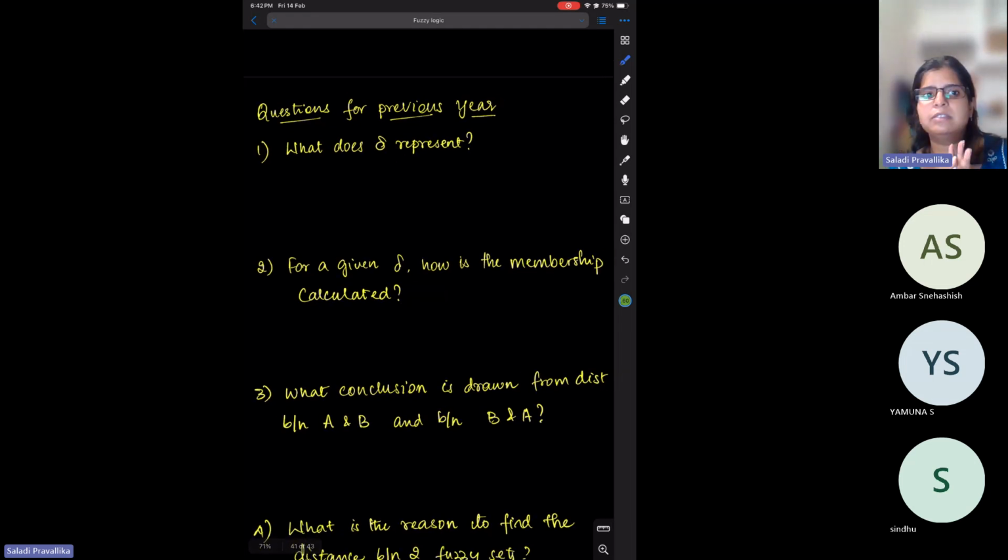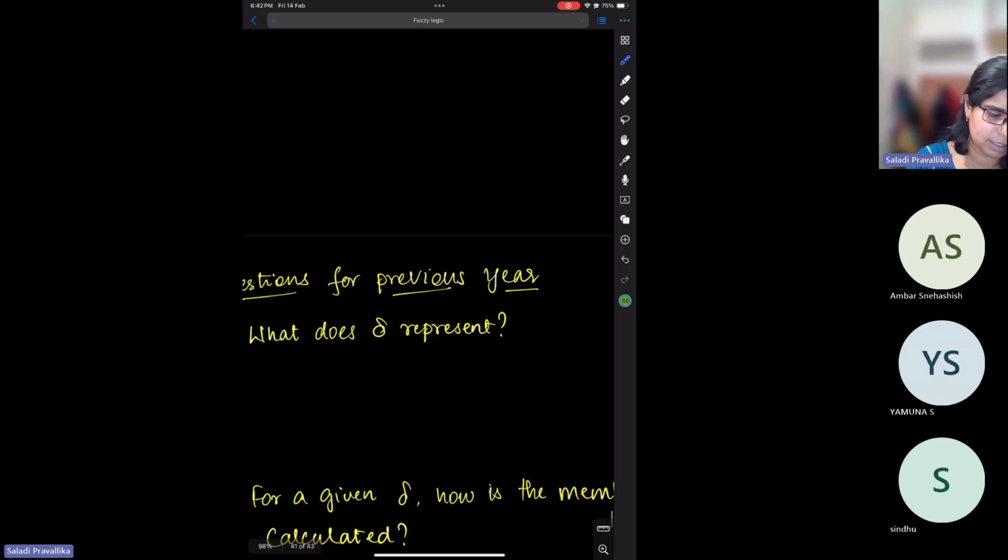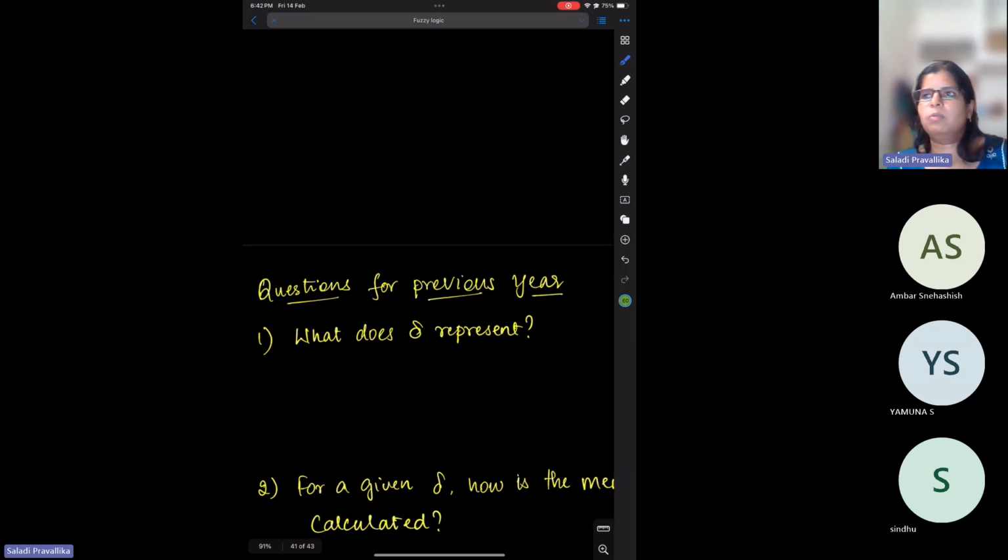Let's look at some of the questions that were asked in previous years. One such question is, what does delta represent in the context of computing the distance between two fuzzy sets A and B? The context will also be given later, in case something else is also denoted by delta, so you should not confuse them. Please give your answers in the chat box.